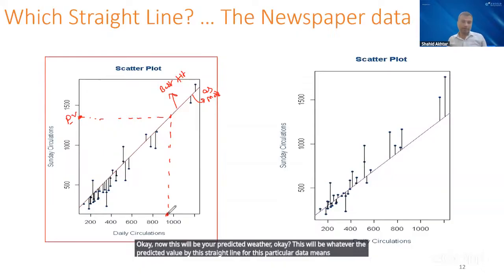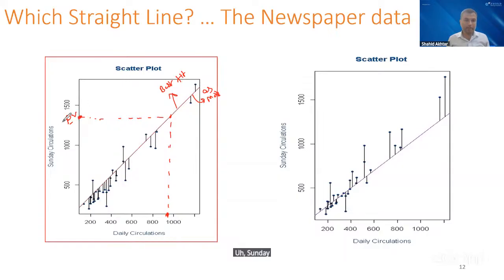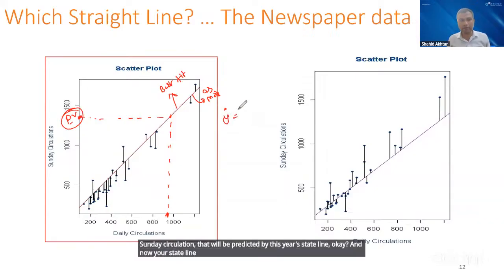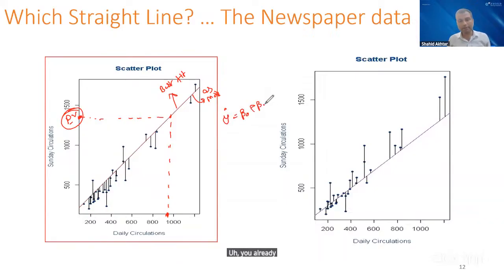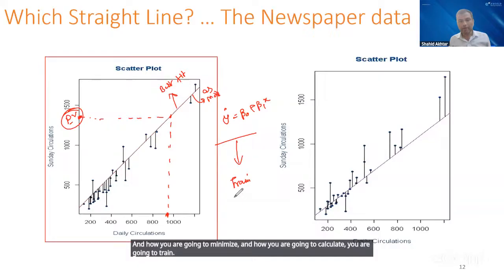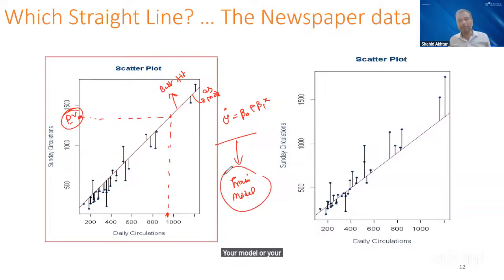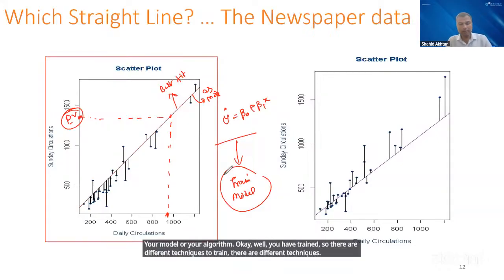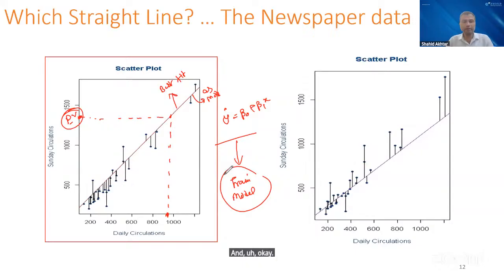What is the daily circulation? Let this be the daily circulation. Then what will be the Sunday circulation? That will be predicted by this straight line. Your straight line, you already calculated by minimizing the error. And how are you going to minimize and calculate? You are going to train your model or your algorithm. There are different techniques to train, and when we implement, you will see how training works.